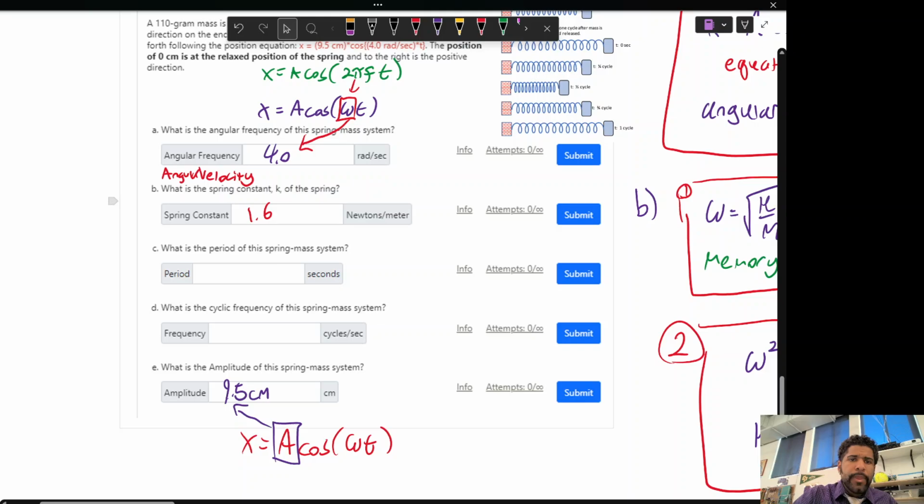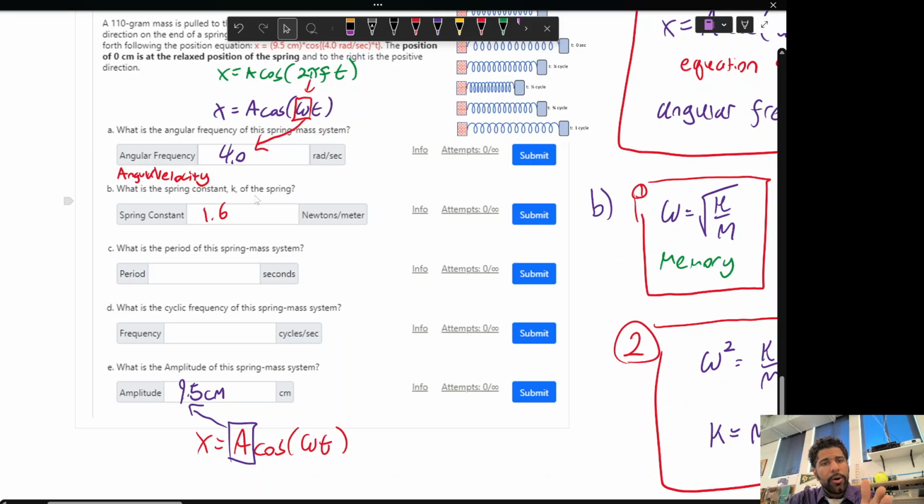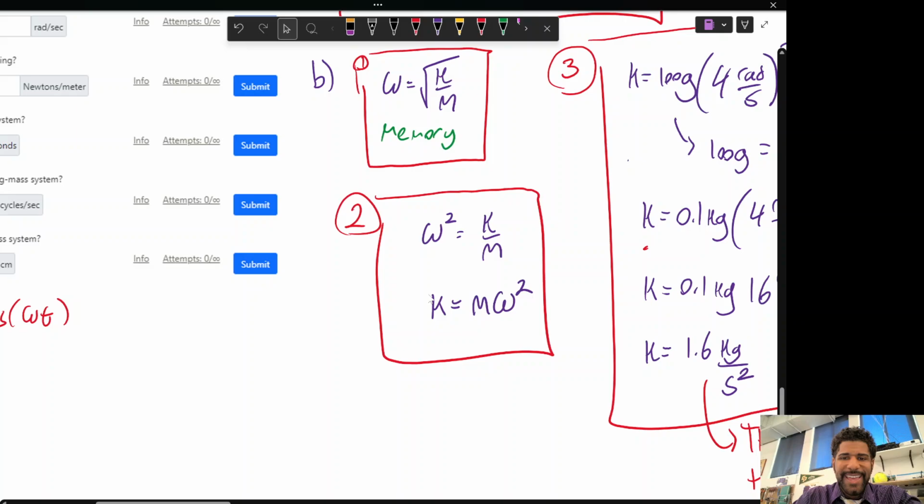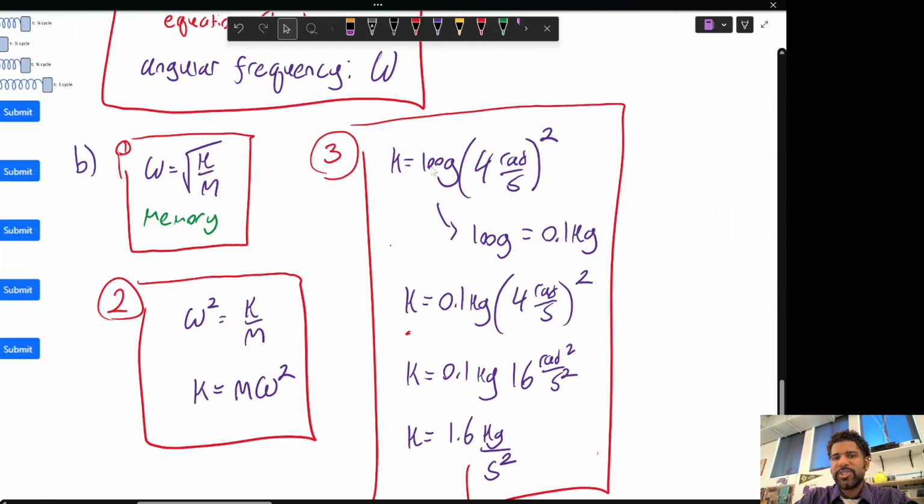B. What is the spring constant K of the spring? Well, if you remember that omega is equal to the square root of K over M, which we went over in the last video, then all you have to do in B is go on to step number 2. Isolate K, square both sides. K equals mass times omega squared. Then if we plug things in, K is equal to 100 grams times 4 radians per second squared.